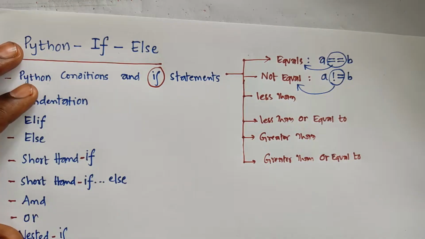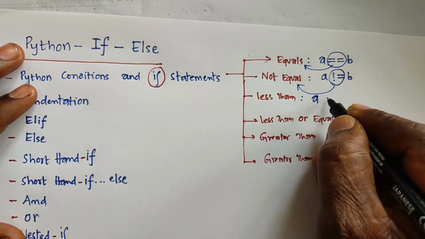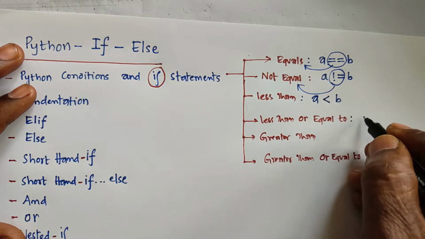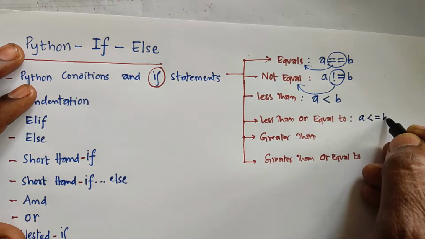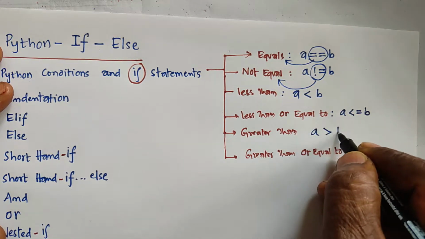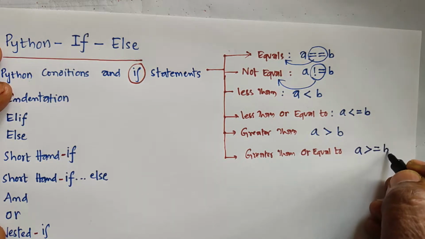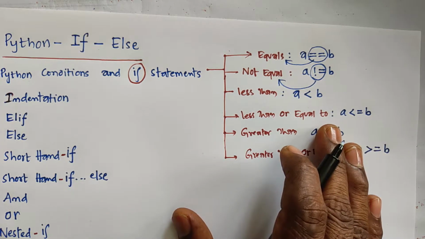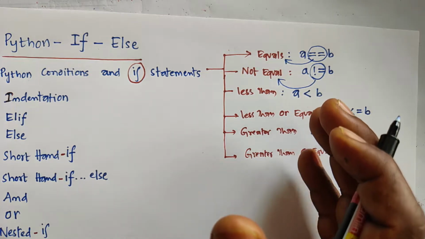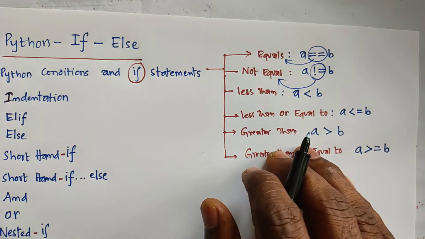So these are the actual various types. How can you define the less than symbol? You take the variable a, and this is the less than symbol: a less than b. Less than or equal to can be written as a less than or equal to b. Next, greater than is a greater than b. Next, greater than or equal to, a greater than or equal to b. These are the various types of conditions. These conditions can be used in several ways, most commonly in if statements or loops.